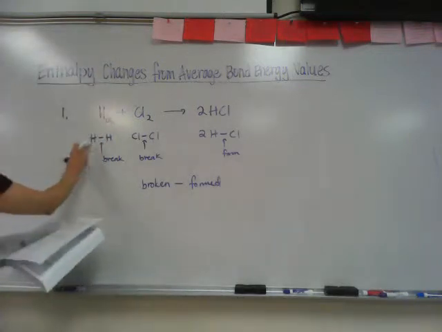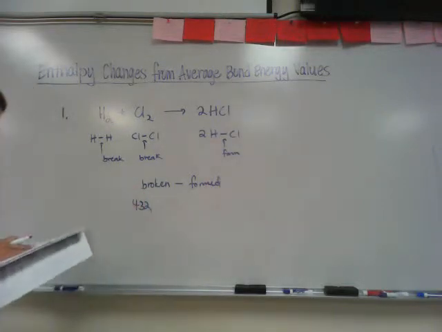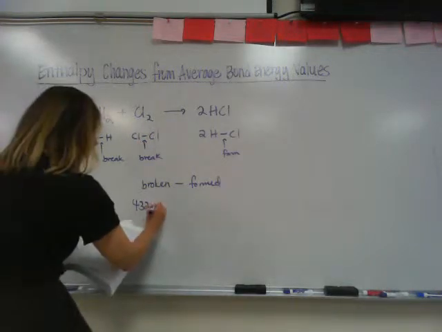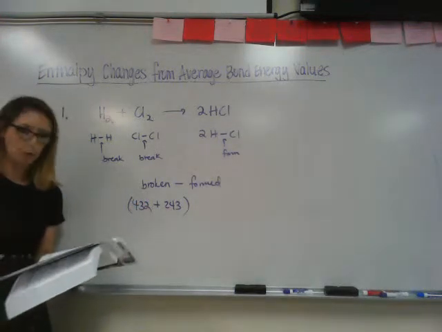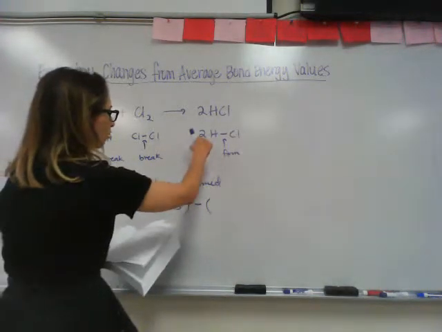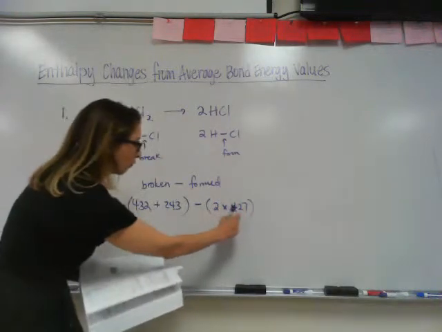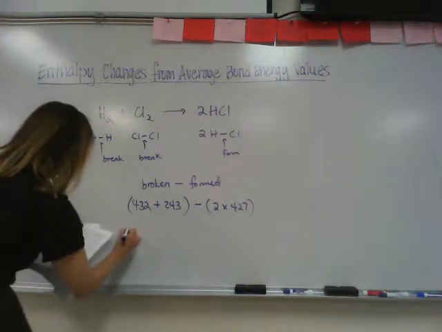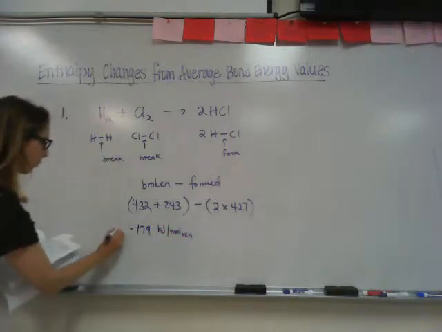Okay, so if you look in the table, table 4.5.2, it tells you that this bond specifically has a value of 432. And I'm omitting units just for simplicity purposes. And then the Cl2 has a value of 243. So you add together the bonds that you broke, and then you subtract the bonds that you formed. Well, you formed two HCl bonds, so 2 times 427, which is the value that goes with the HCl bond in the table. That's going to end up giving you negative 179 kilojoules per mole of reaction. Okay?